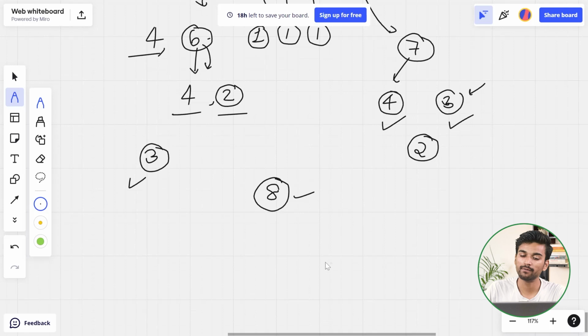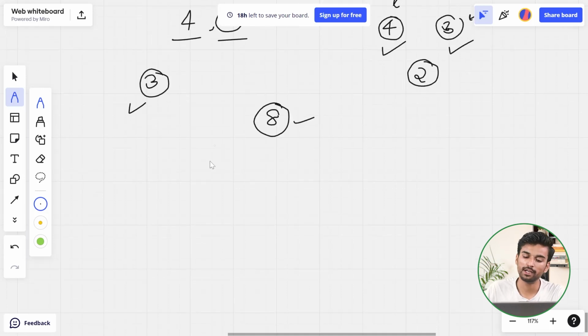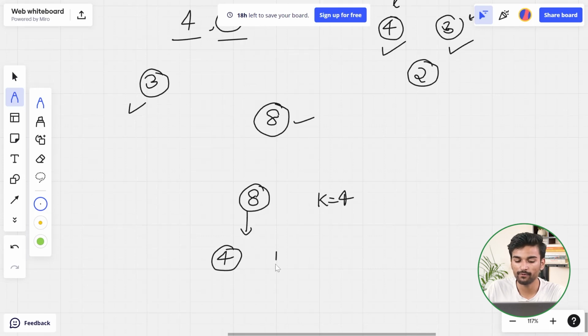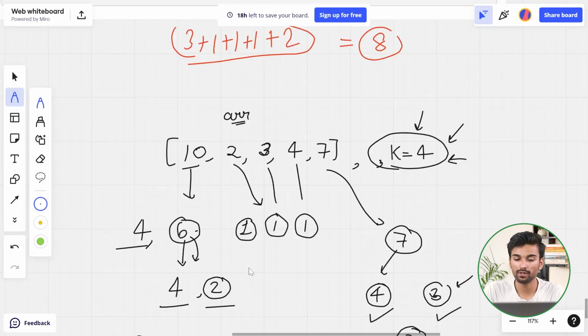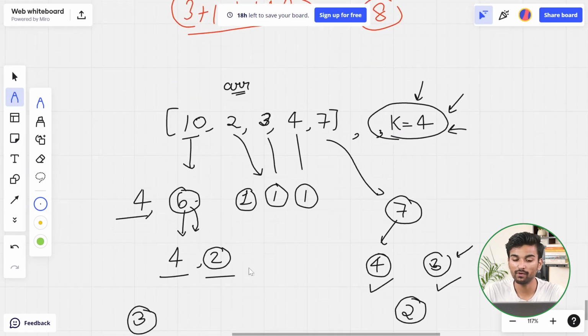So basically the idea was to greedily take the numbers, or subtract that particular number, or divide that particular number greedily. So for example, if I have 8, I will divide, and the value of k is 4. I will try to divide it as 4 comma 4, right? So here the total number of elements will be 2. Okay, so this is the idea that we are going to follow in this approach.